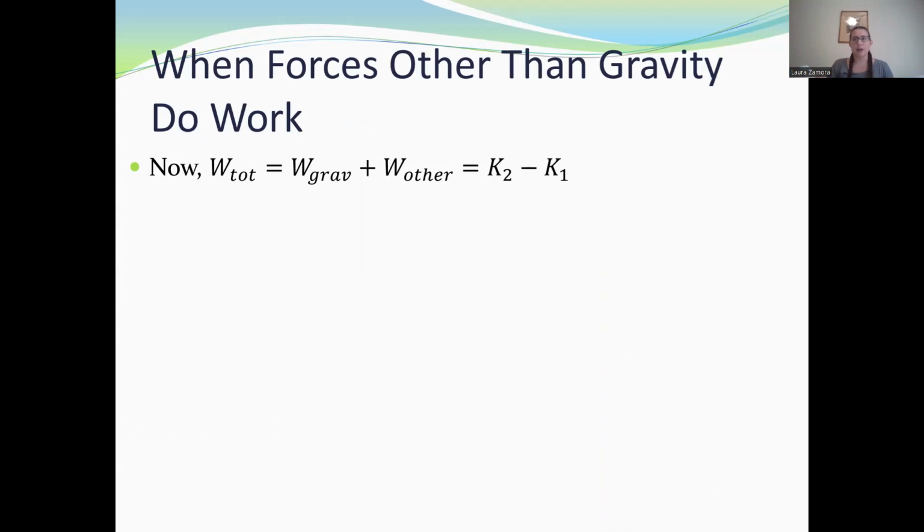So when we have forces other than gravity that are doing work on the system, like I said, that's that W other term in our equation. So now we have this total work done on the system as being the work done by gravity and the work done by other forces. And that equals the change in the kinetic energy. So revisiting this work energy theorem, because this really is fundamental to this whole chapter.